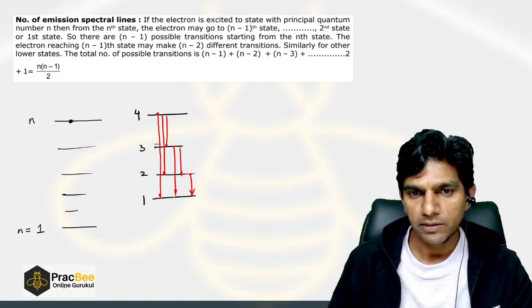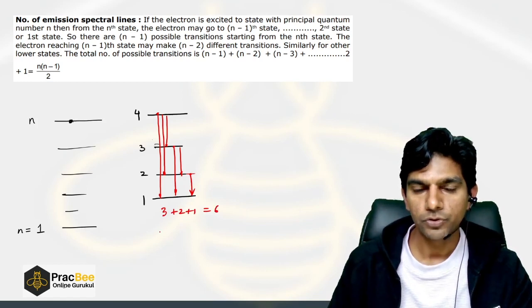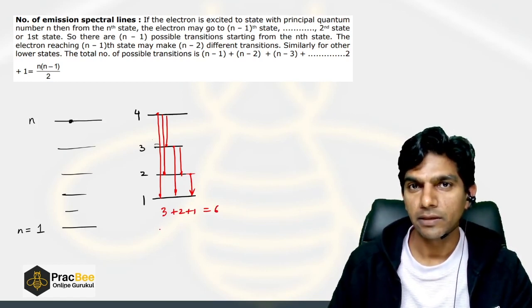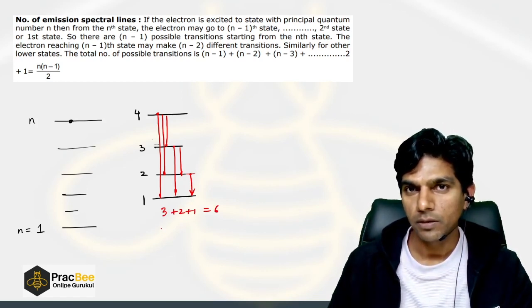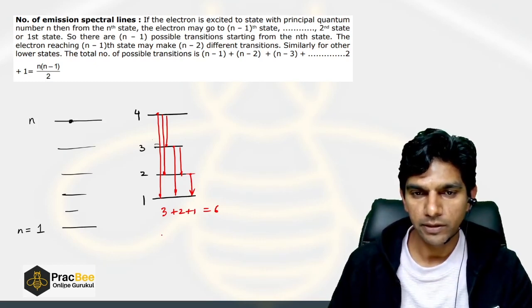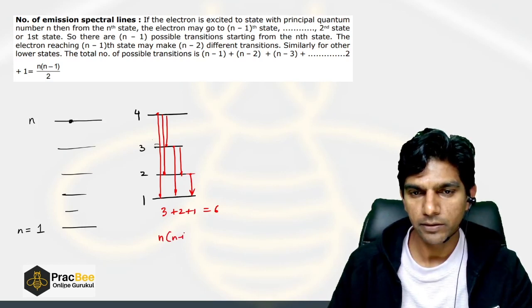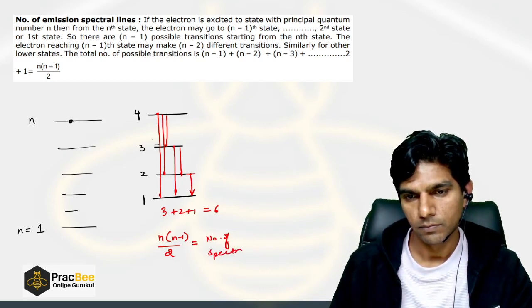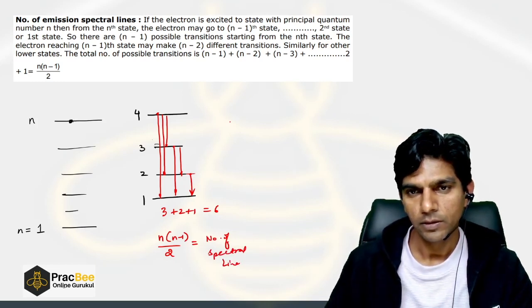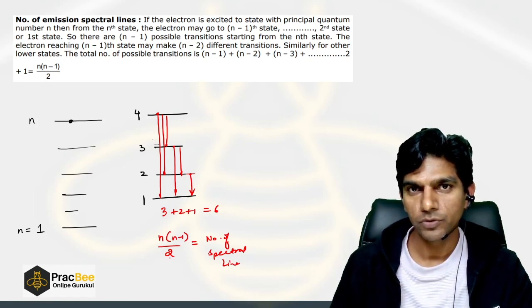So how many lines are there? It will be 3 plus 2 plus 1, so that will be 6. So you should remember, if the electron is in nth state, how many possible different energy photons can be generated? It will be n into n minus 1 by 2, right? So number of spectral lines. So do remember this formula. So if the electron is in the fifth level, it will be 5 into 4 by 2, so it will be 10, right?